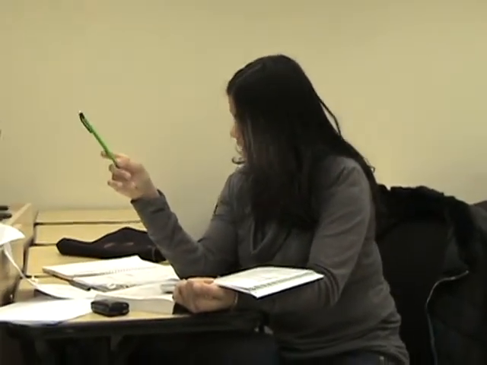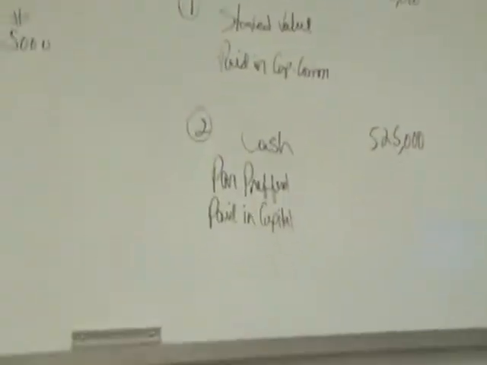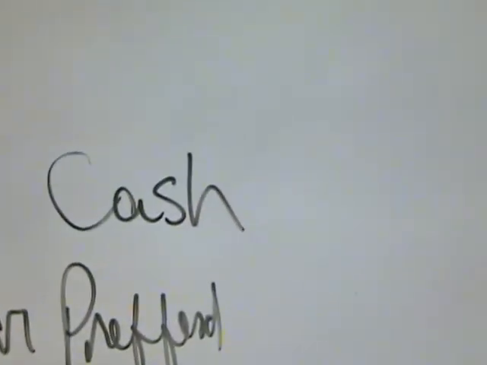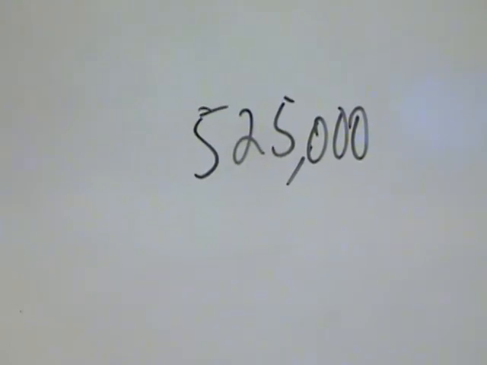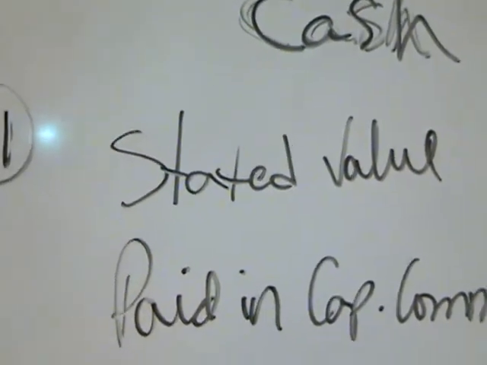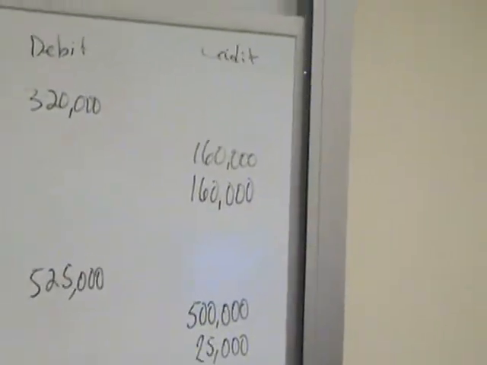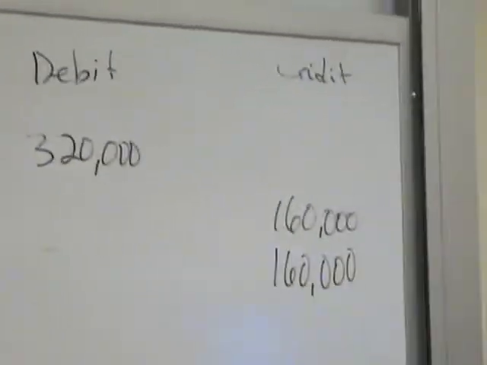Yes, Anna, question. What's your question? I know how you got the 320,000 debit cash and the 525,000 debit cash for number 2. How do you decide to split the credit, like 160,000, 160,000, and 500,000 and 25,000? Good question. Instead of saying 500,000 divided by 2, like you did the other one.